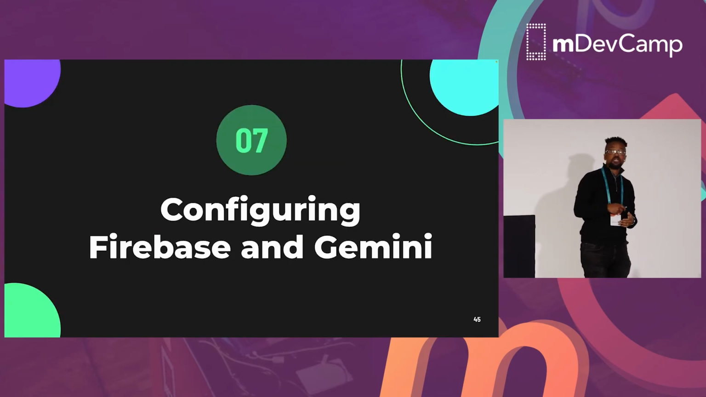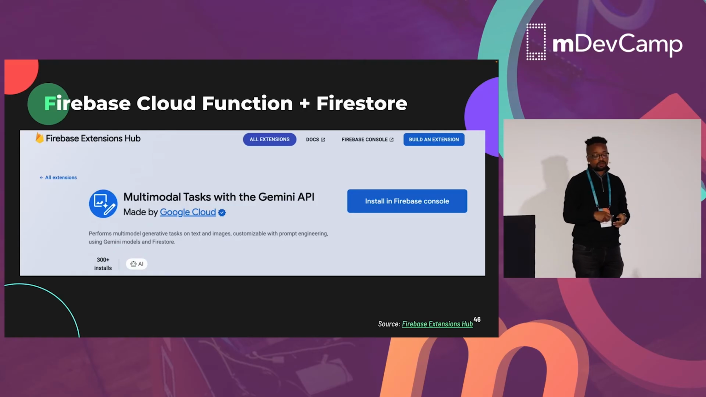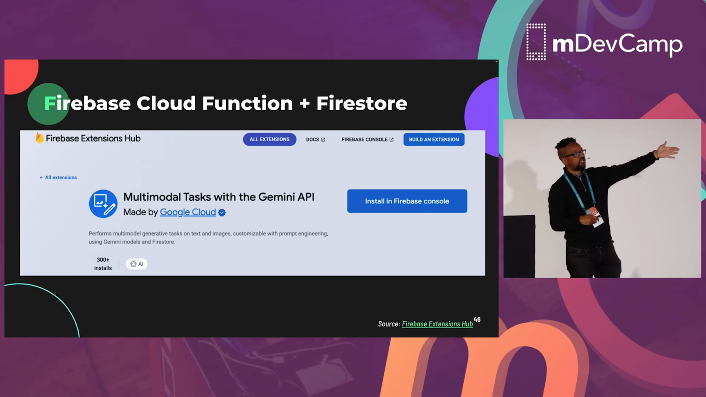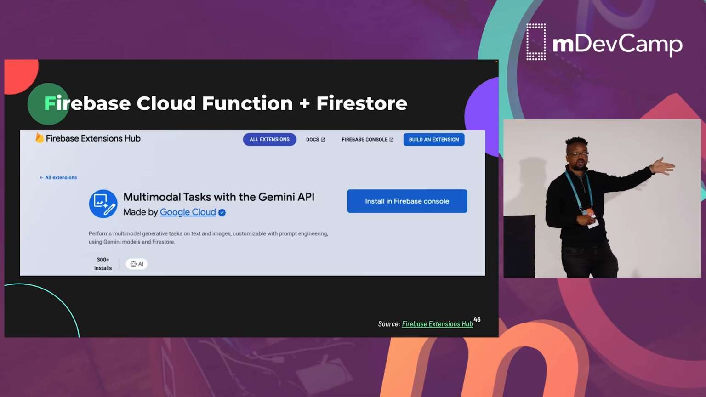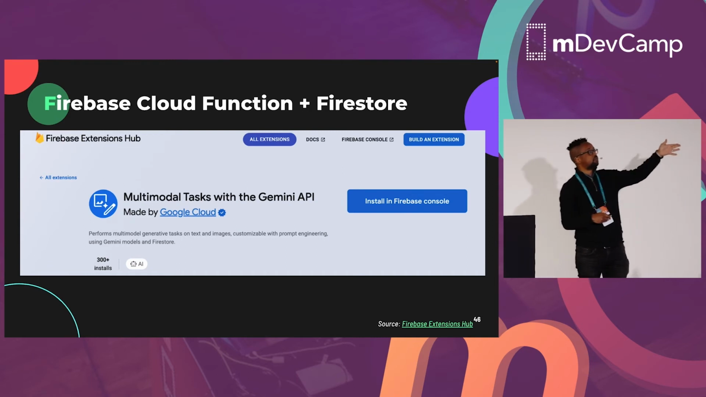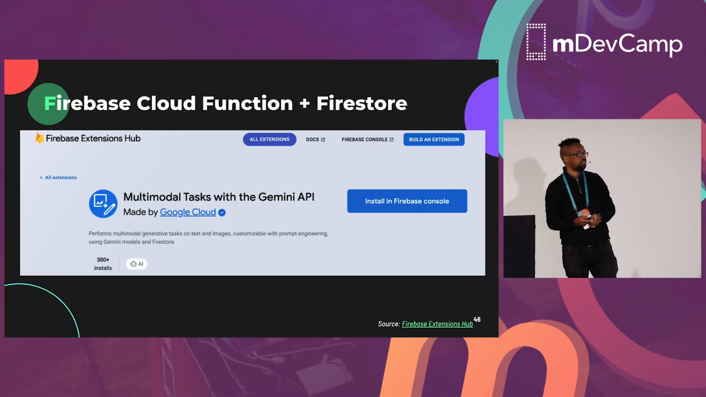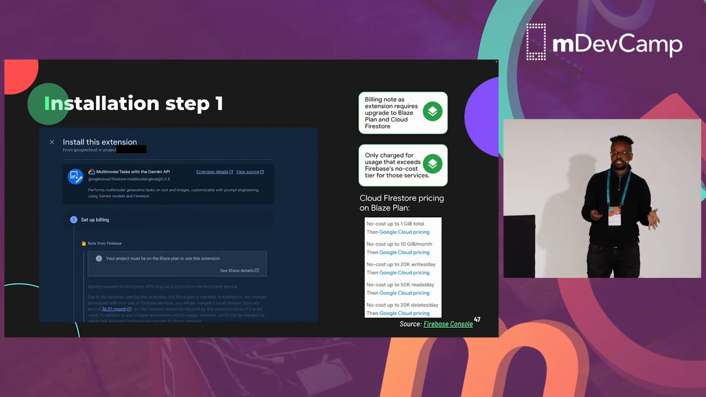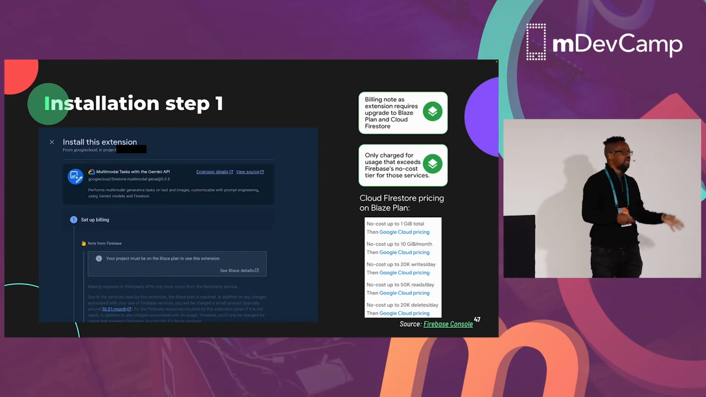So this is how you then configure this Firebase function on your Firebase console. So the first part is to go to the extensions hub, like I mentioned previously, and then you will see this option there, install in Firebase console. And this particular function was written by the Google Cloud team, and it performs multimodal generative tasks on text and images, customizable with prompt engineering using Gemini models and Firestore. Then your first step is basically now that you need to install the extension.